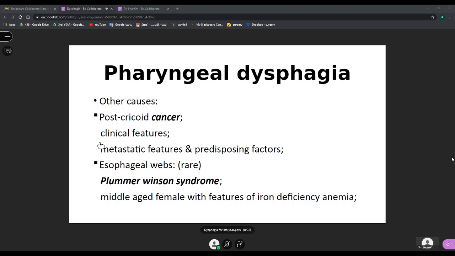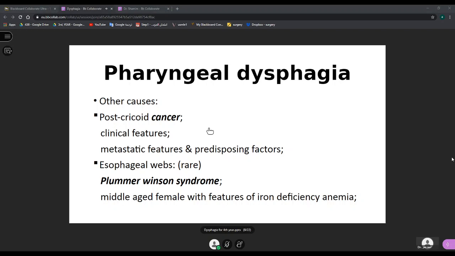As you have also mentioned, you can get features of local infiltration of surrounding structures. For example, if the tumor spreads to involve the recurrent laryngeal nerve, the patient can present with hoarseness. The patient can bleed from his nose, you can get epistaxis, and you can also get infiltration of the larynx, giving rise to stridor or difficulty in breathing. All these are local infiltrating features that characterize cancer wherever in the body, and this is one of these examples.